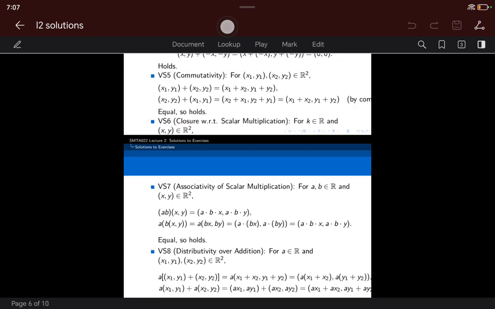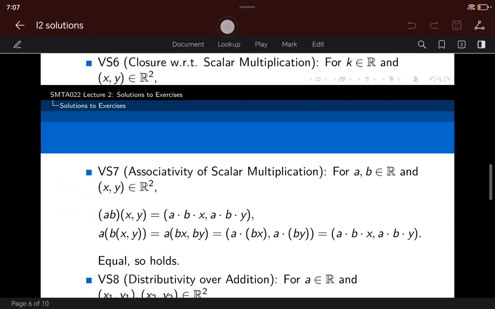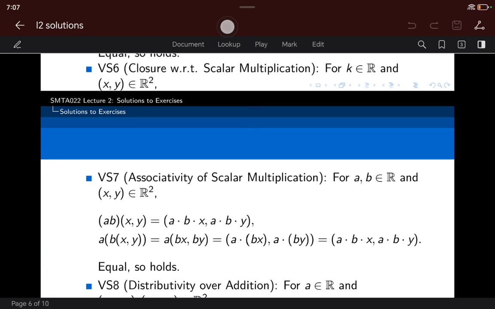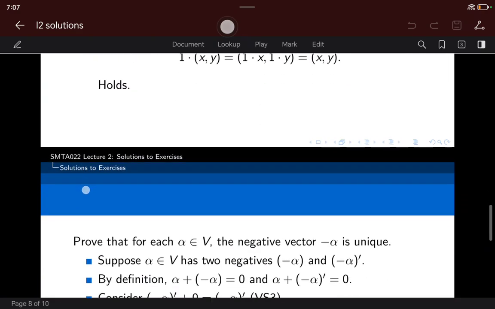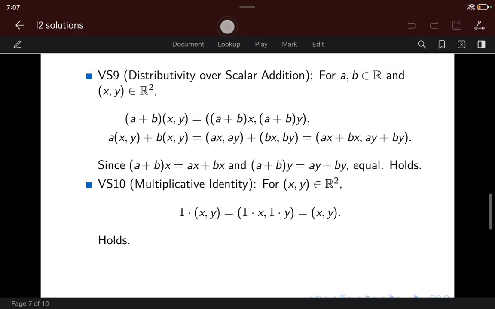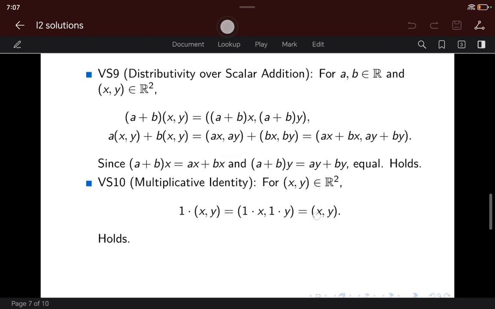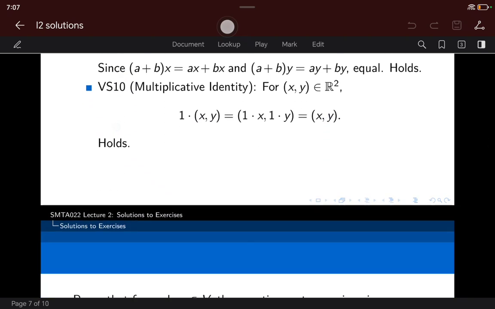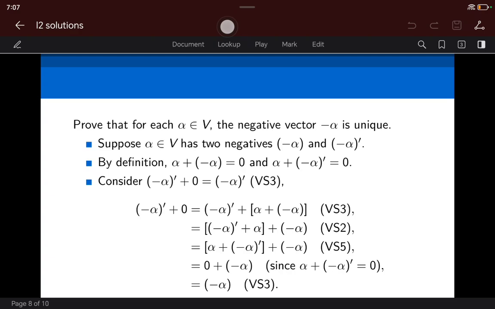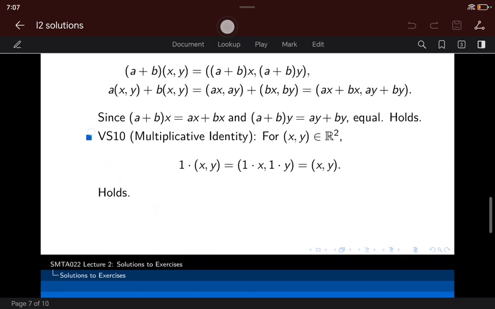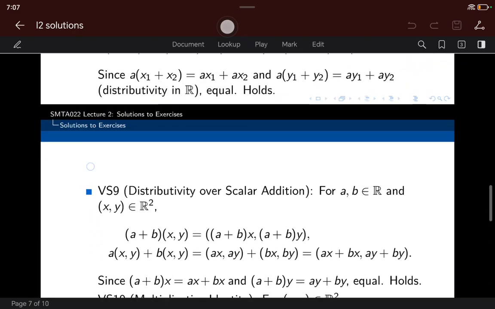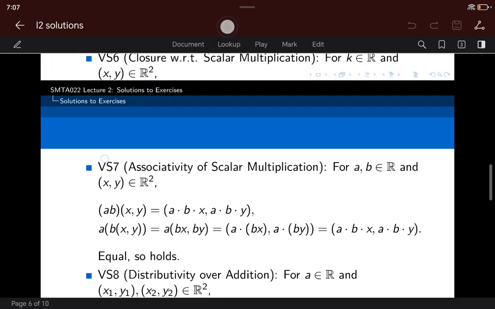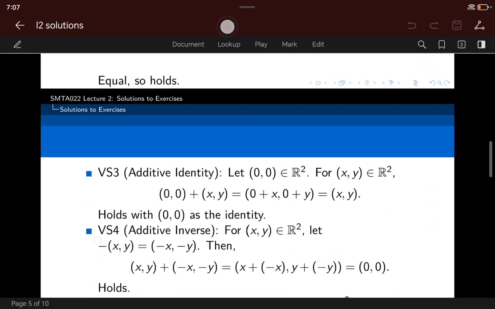You see, right? This one is associativity of scalar multiplication. You just remove that plus. And then the last one, you multiply your vector by 1, and if you still get the same vector, you see that it holds. And since they all hold, you can say that it's a vector space.